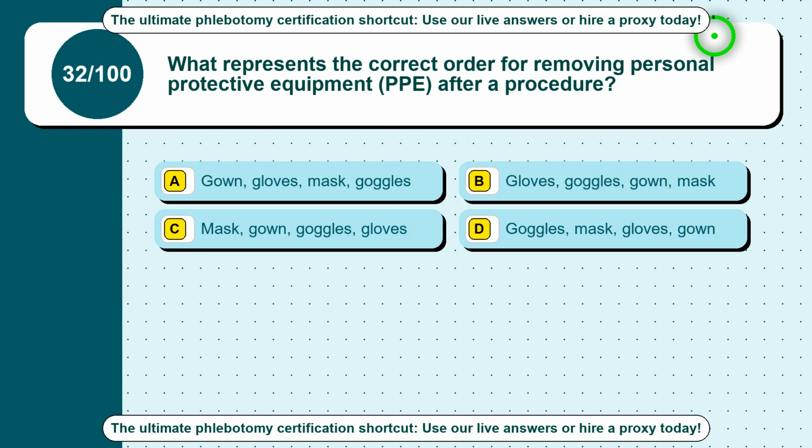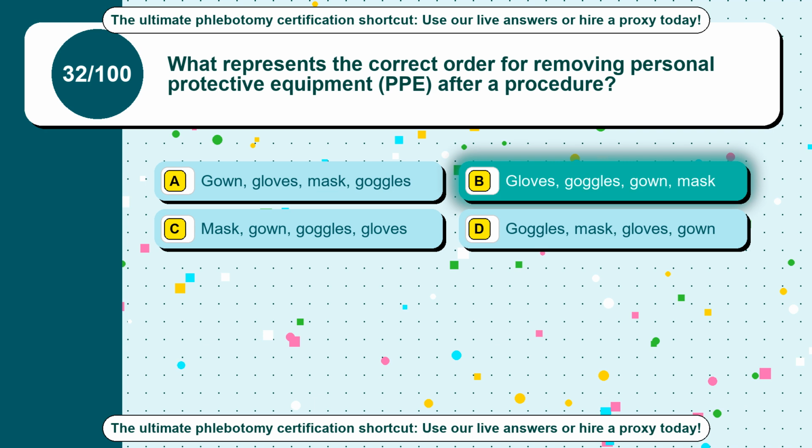Question 32. What represents the correct order for removing personal protective equipment, PPE, after a procedure? Option A, gown, gloves, mask, goggles. Option B, gloves, goggles, gown, mask. Option C, mask, gown, goggles, gloves. Option D, goggles, mask, gloves, gown. The correct answer is option B, gloves, goggles, gown, mask.